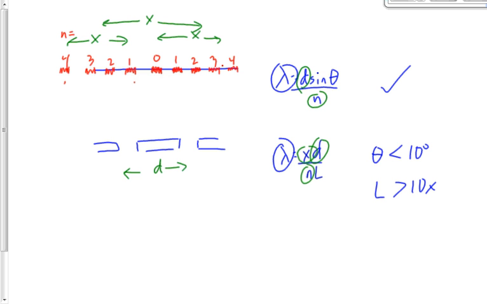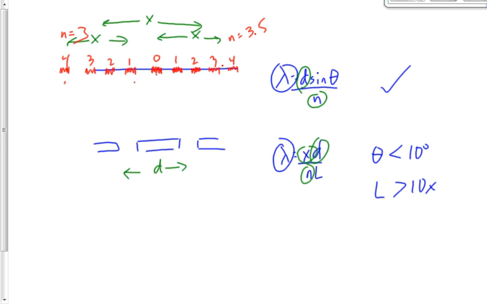3, good. What about this one? This one's a little bit harder. What's n going to be here? Central antinode, or central bright spot, and then we've got the 1, 2, 3, fourth order node. Fourth order node as opposed to antinode. Braden, what's n going to be there? Good.